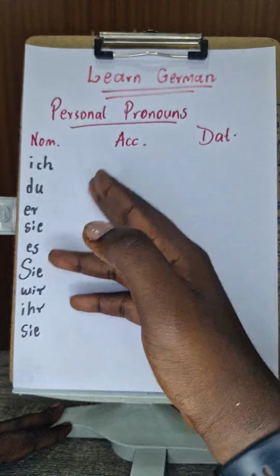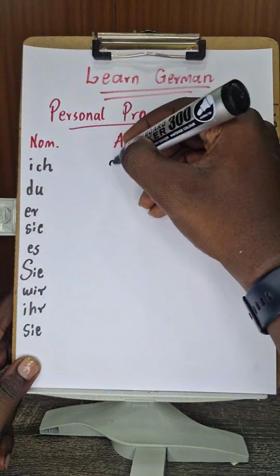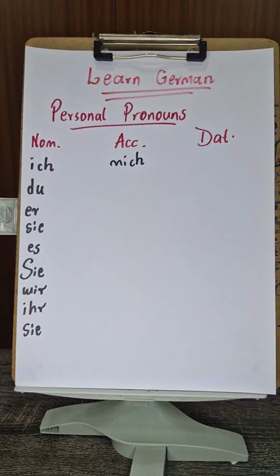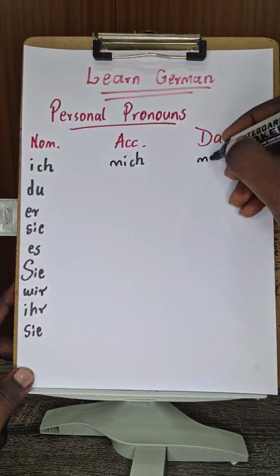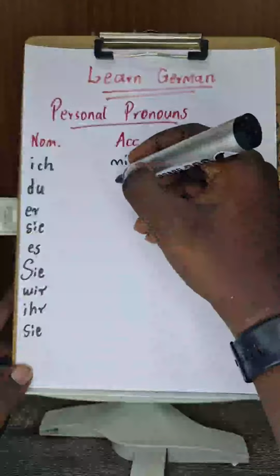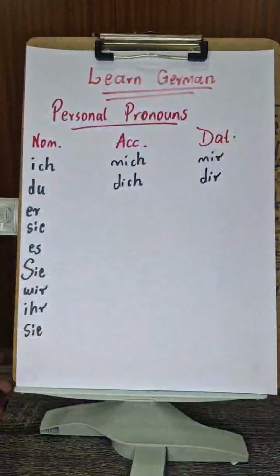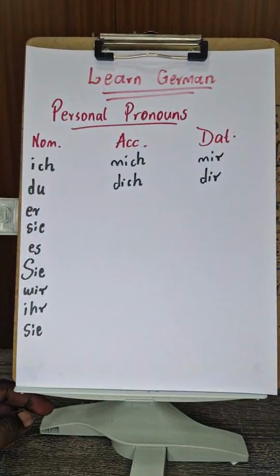So you see this ich, in the accusative, it tends to change and becomes mich. Look at this. All right, so ich, I, in accusative changes and becomes mich, me. And then in dative, now it changes and becomes mir. Look at that. Ich, mich, mir. All right. Now how about du, which is you, right? Du changes, becomes dich, and in dative, dir. Du, dich, dir. Do you see that?